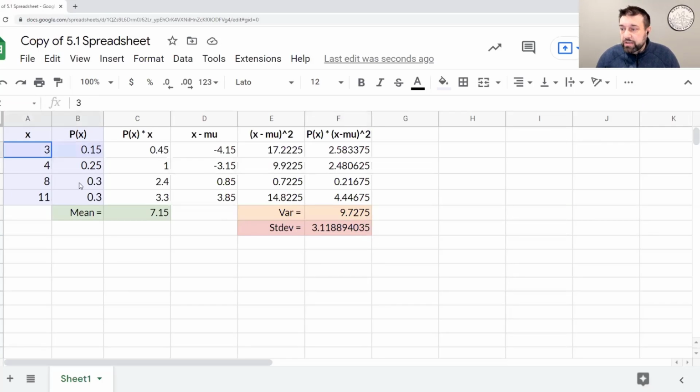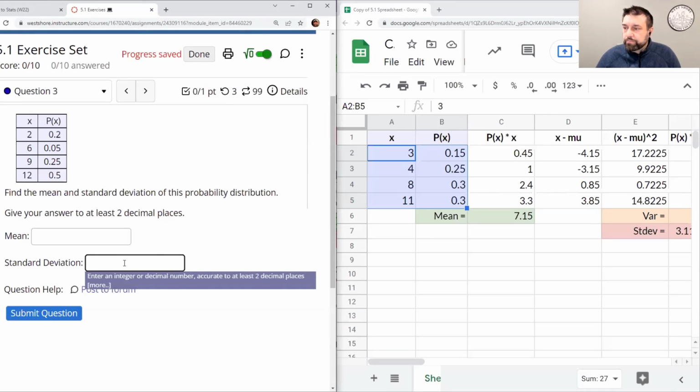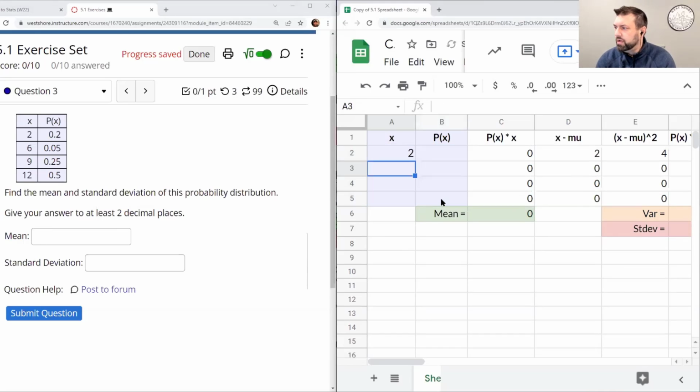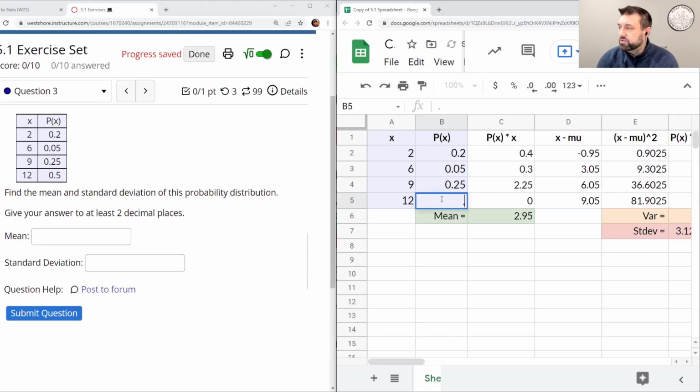So now you can change these input values and everything will automatically change for you. So problem number 3 asks for the mean and the standard deviation. So now that I've built this, I'll clear out these values. Let's put in a 2, a 6, a 9, and a 12. And the probability of the 2 is 20%, 0.2. The probability of getting a 6 is 5%, 0.05. The probability of getting a 9 is 0.25, 25%. And the probability of the 12 is 50%. So I just drop in my values and their probabilities, and everything is automatically calculated from there.